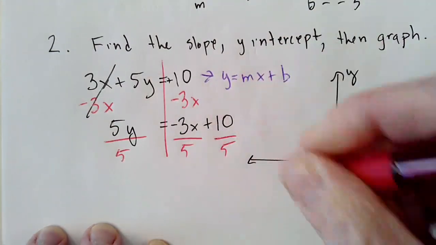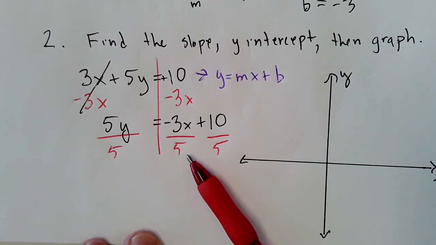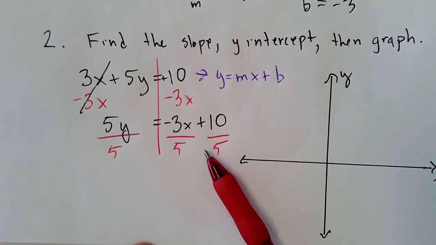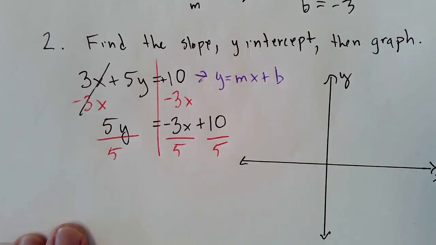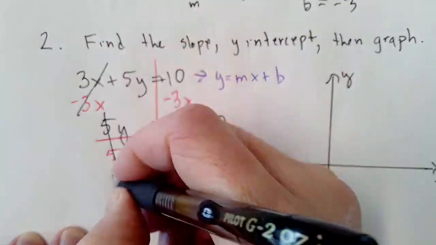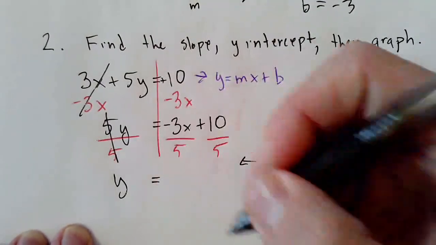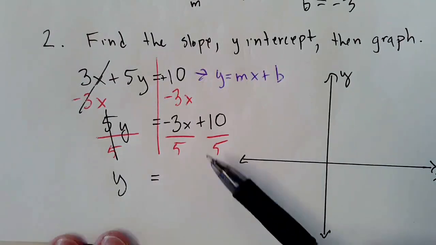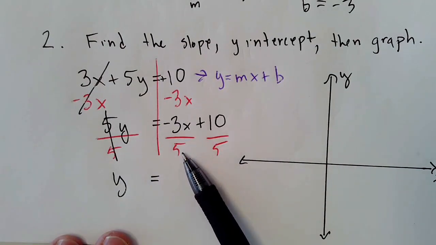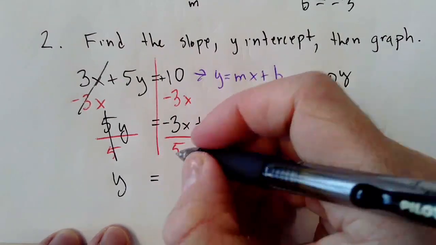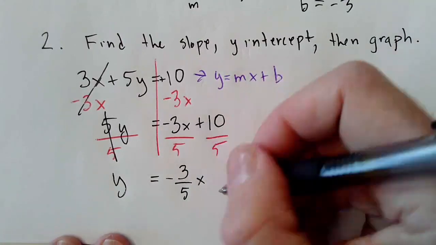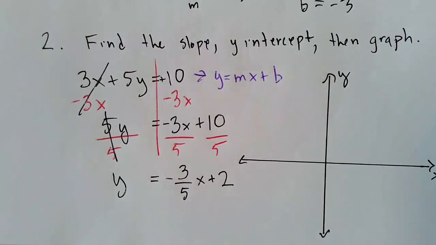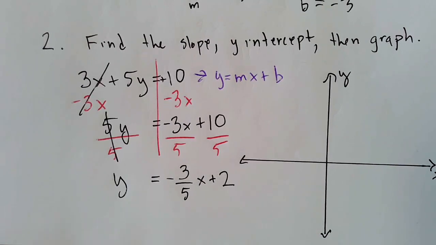So, like I said, dividing the right side by 5 is the same as dividing every term on the right side by 5. So that's why I have 2 of them here for 2 terms. All right. Then we got rid of those 5's, and y is by itself. This is our slope-intercept form. -3/5 x is how we think of that. And then 10 divided by 5 is 2. And we have our slope-intercept form.